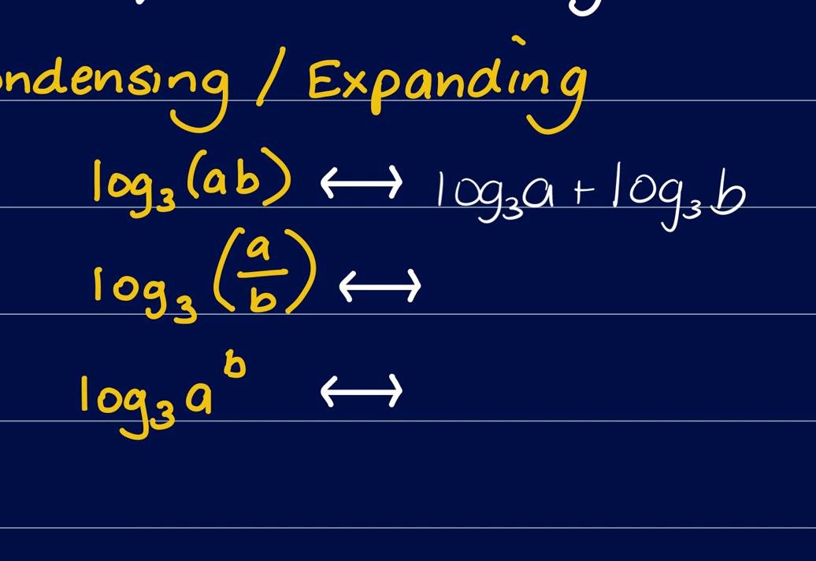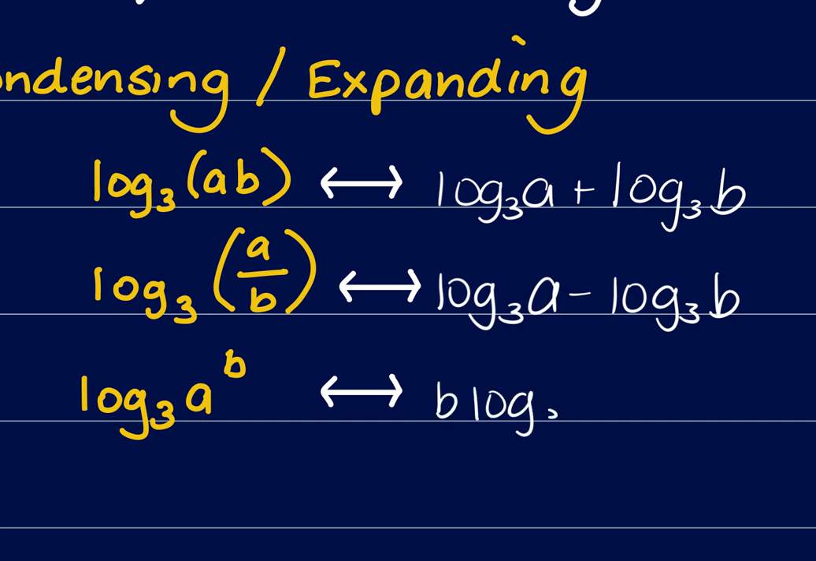It's okay. Why don't you write it down and I'll keep you awake. Log base 3 of a over b. If it's division, it becomes what? Good. So log base 3 of a minus log base 3 of b. And if it's raised to an exponent, what happens to the exponent? Bumps to the front. So b log base 3 of a.